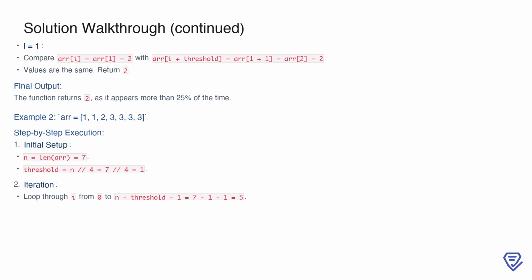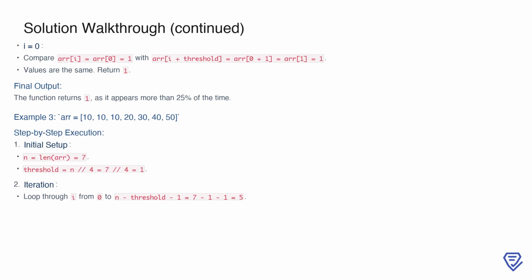This means any element appearing consecutively within a window of size 2 satisfies the condition. We then iterate through the array, comparing elements at index I with their threshold-separated counterparts. At index I equals 0, we compare ARR[0] equals 1 with ARR[1] equals 1. The values match, indicating that the element 1 appears consecutively within the valid range. As such, we immediately return 1 as the output. The process stops as soon as we confirm the condition, ensuring the solution remains efficient.